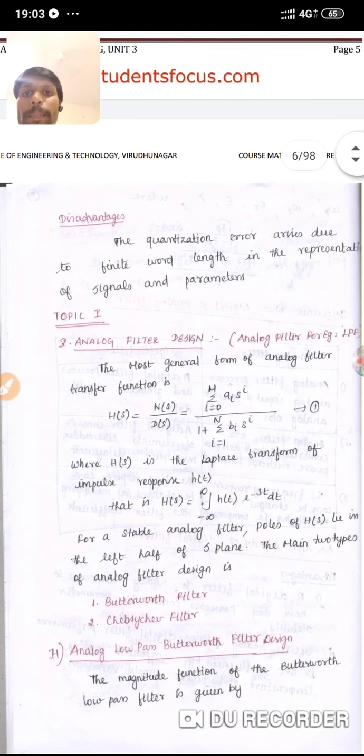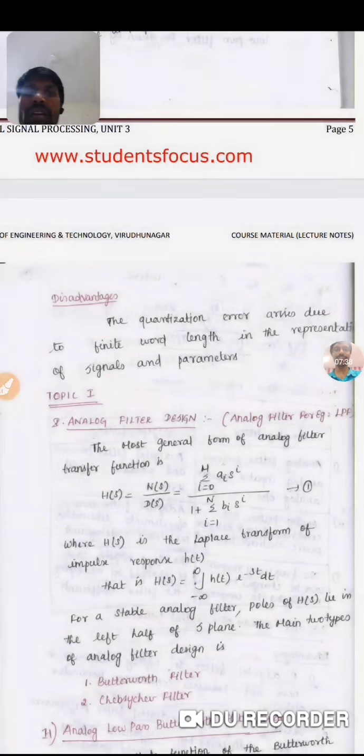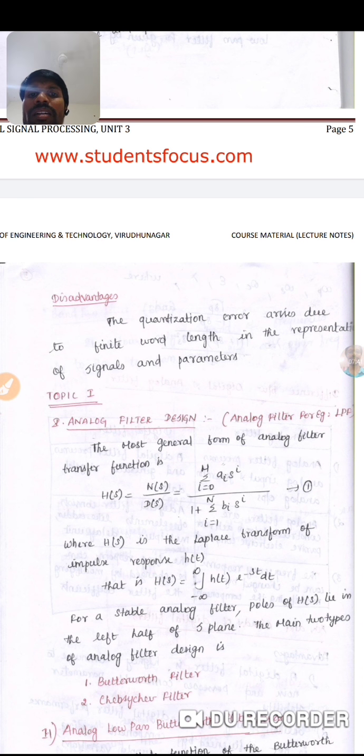Okay, and the disadvantage of digital filters is quantization error. Quantization error arises due to the finite word length, because when we convert the analog signal to the digital signal, we will quantize the signals by sampling. After the sampling, we will quantize the signals. After quantizing, we will convert it to the digital signal and process it. Due to that, there will be some quantization errors. That is the only disadvantage in the digital filters.